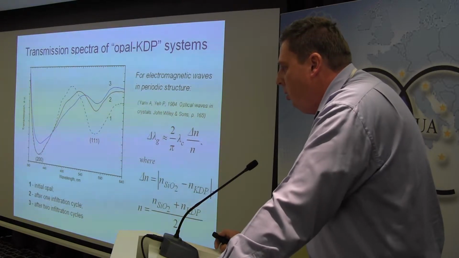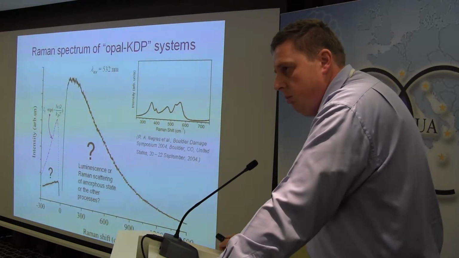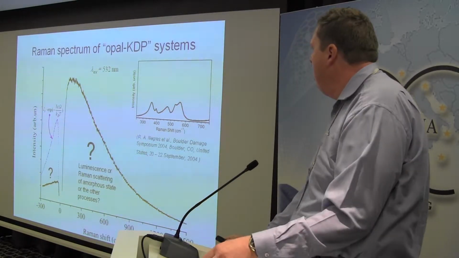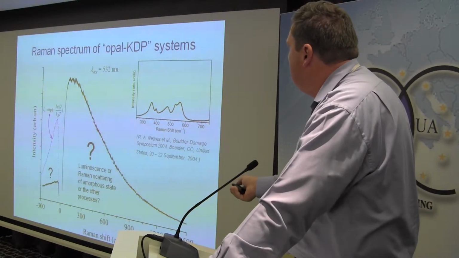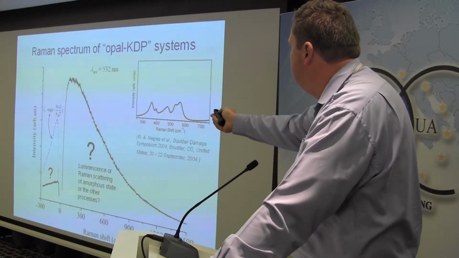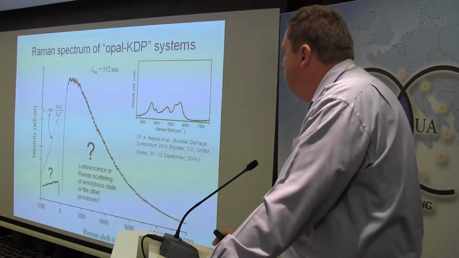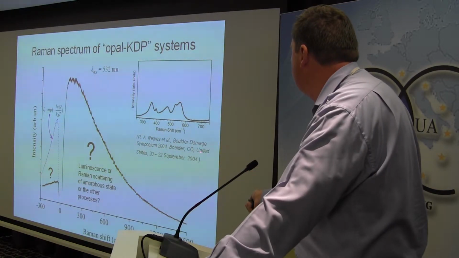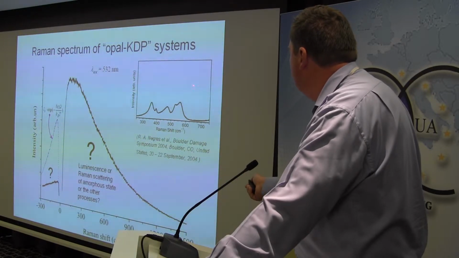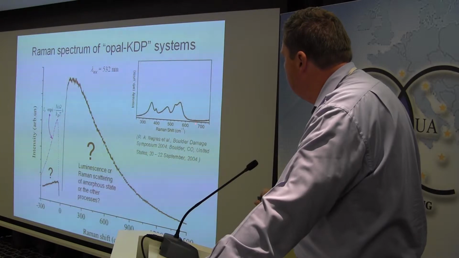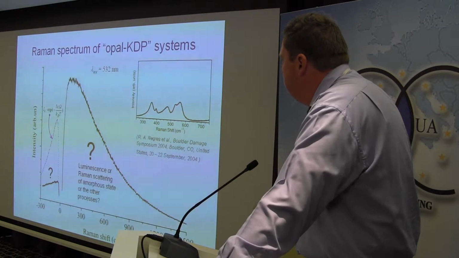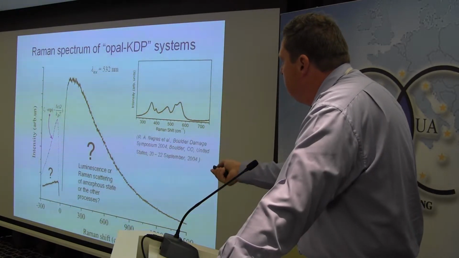Now, Raman spectrum. Raman spectrum is necessary to say something about structure, first of all. But what you can see, the Raman spectrum of our opal system under green excitation is unexpected, is very unexpected. In the upper right-hand corner, you can see the Raman spectrum at room temperature for KDP. They are not similar. What is the nature? What does it mean? What is the nature of this radiation?